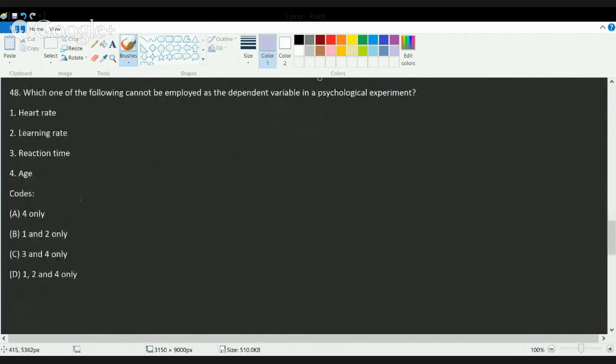The next question is, which of the following cannot be employed as a dependent variable? Before we understand this, let's first understand what a dependent variable and an independent variable are. A dependent variable is one which can be manipulated by the independent variable, and an independent variable is one which cannot be manipulated. Here, age is a parameter that cannot be manipulated. If someone is 40 years, he's 40 years; if someone is 20 years, he's 20 years. I cannot manipulate the age of the person, but I can definitely manipulate these.